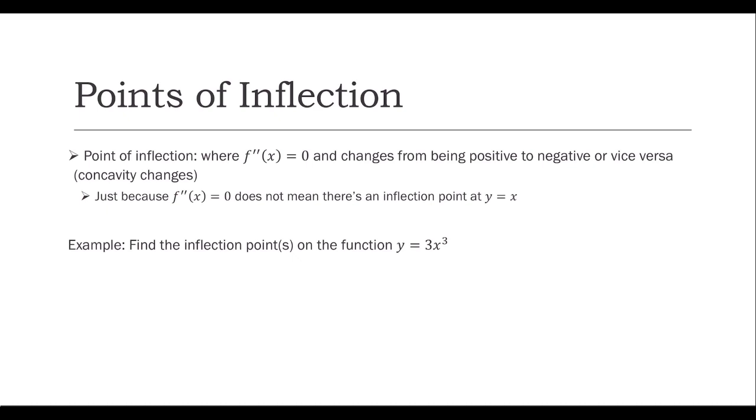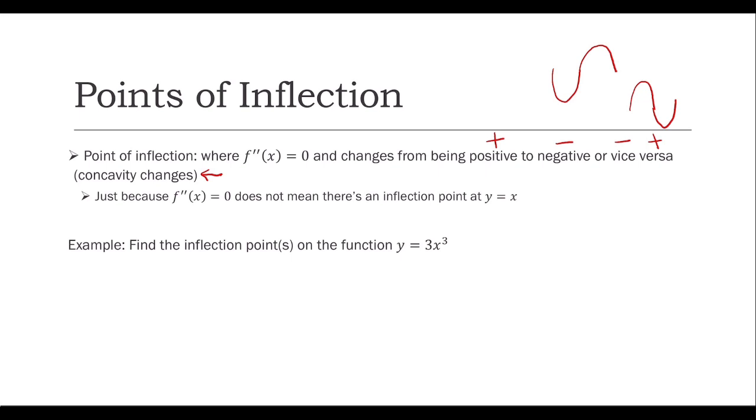So next we have our points of inflection. A point of inflection is where your second derivative equals 0 and it's changing from being positive to negative or vice versa, negative to positive, which means you have a concavity change. So it's changing from being concave up to concave down or concave down to concave up. And just because your second derivative is 0 does not mean there's an inflection point.